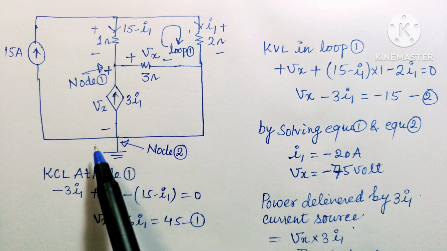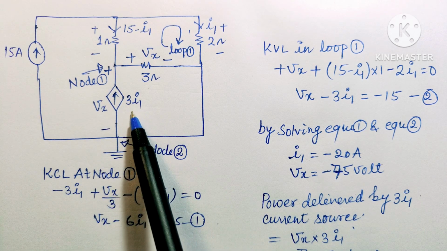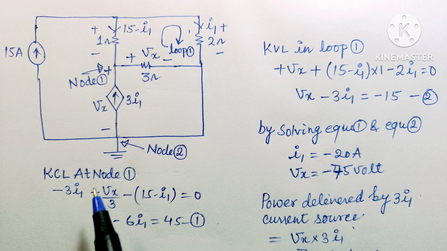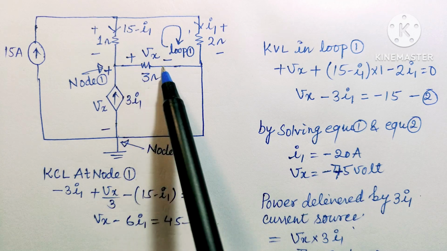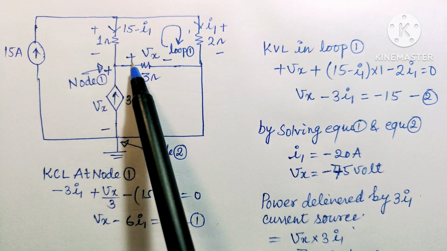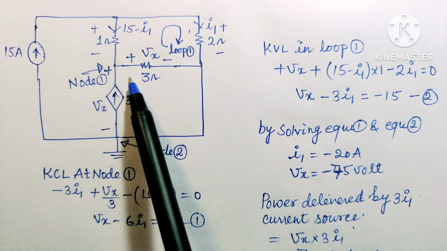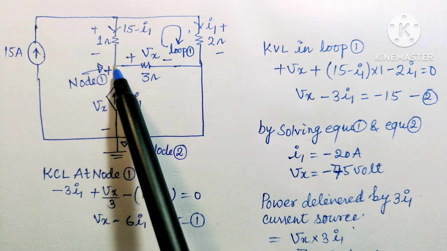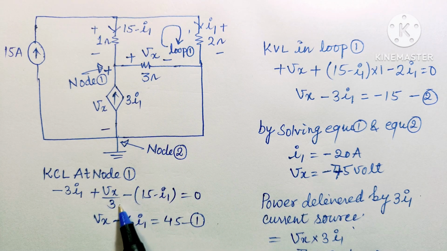Here, this 3I1 current is coming towards the node, so it will have a negative sign. This is minus 3I1. This voltage is given positive here, so current will flow outward from this node. So here the current will be Vx upon 3, with a positive sign since the current flows outwards in this branch. Now this 15 minus I1 current is flowing towards node 1, so it will have a negative sign. By solving, we find equation number 1.